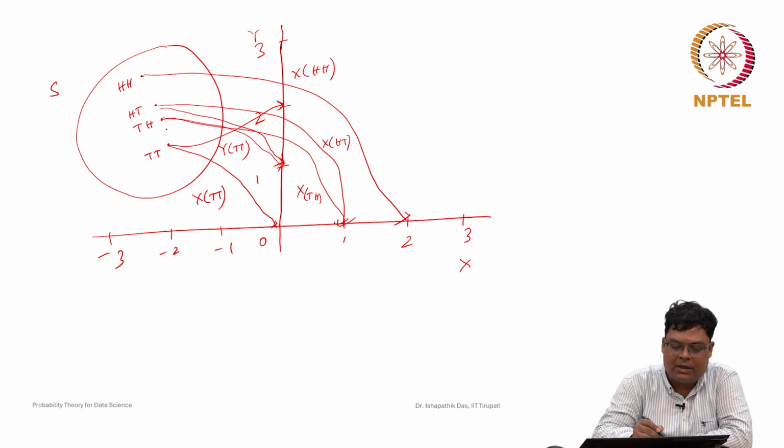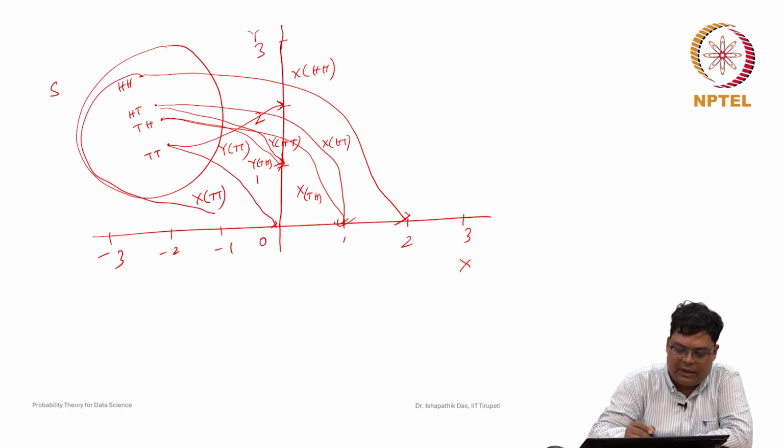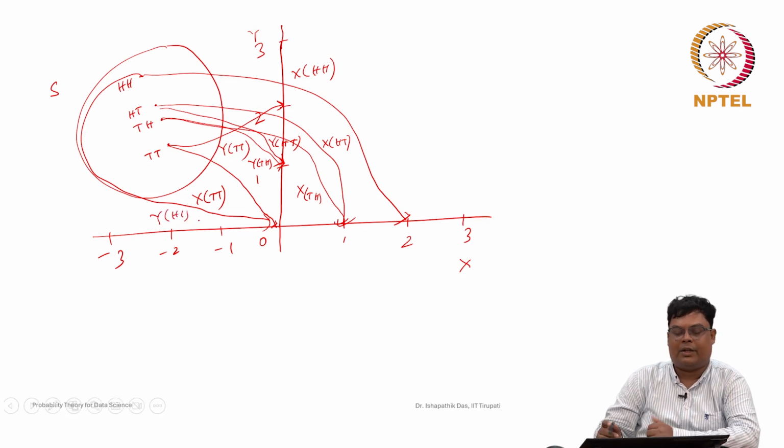So, we will represent y of th, now this is y of th, and this is y of ht, and then this value is going to 0, y of hh will be going to 0. So, this is nothing but y of hh. This is a little complicated in the graph, but we have understood that.